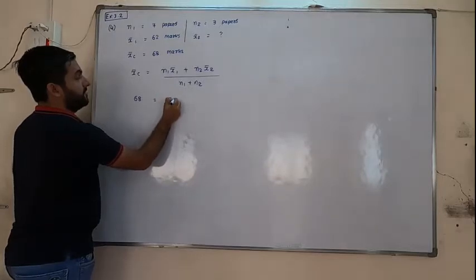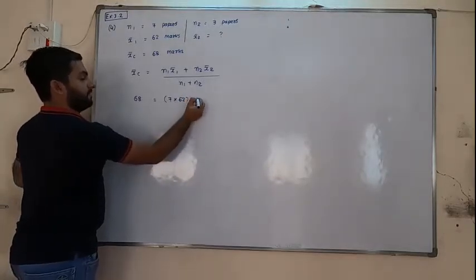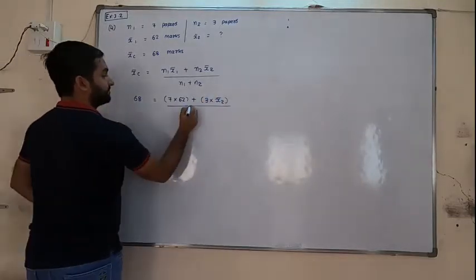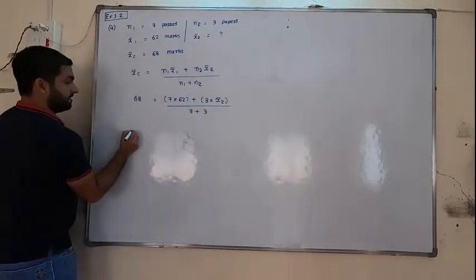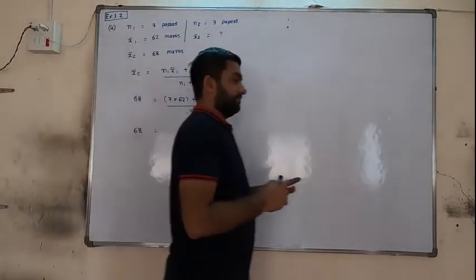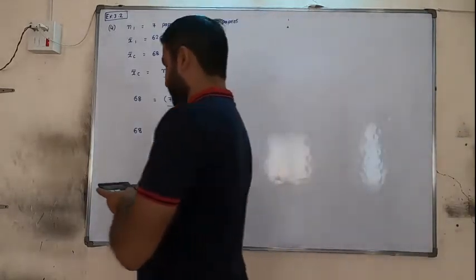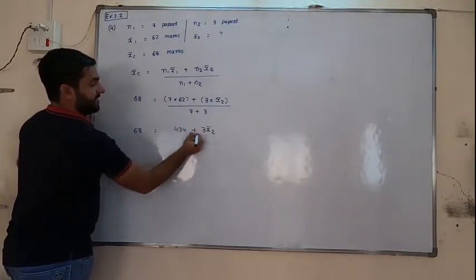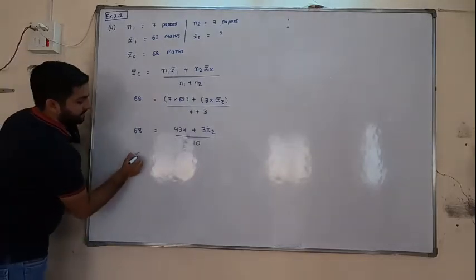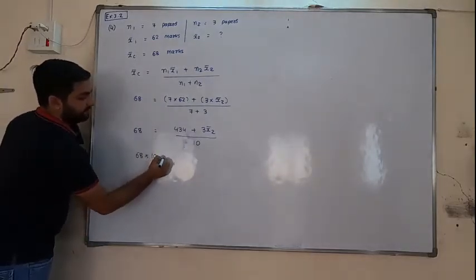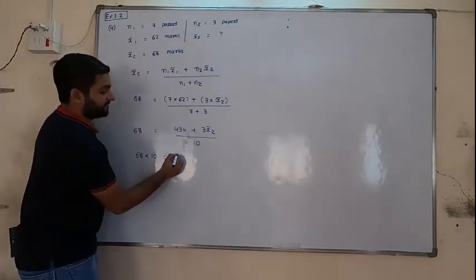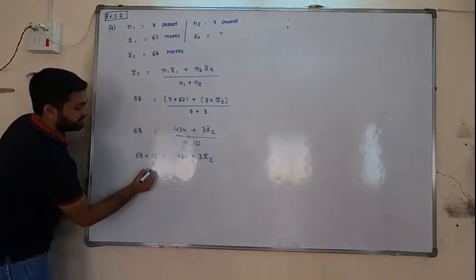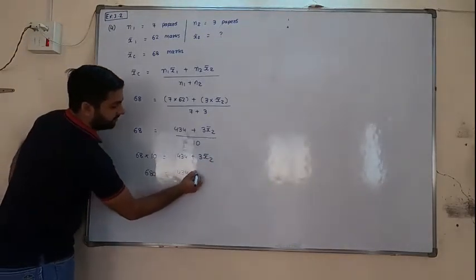68 is equal to 7 into 62 plus 3 into X bar 2 divided by 7 plus 3. So 68 is equal to 7 into 62, 434, plus 3 X bar 2, divided by 10. So 68, the 10 we will transfer here as 10, as it was division, it comes here in multiplication. Is equal to 434 plus 3 X bar 2. Now 680 is equal to 434 plus 3 X bar 2.